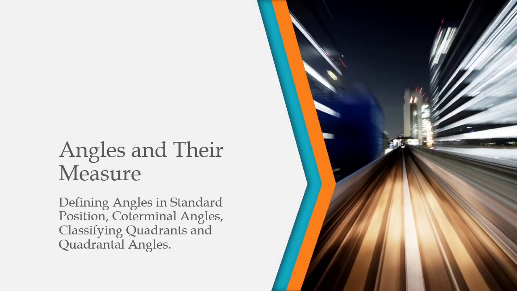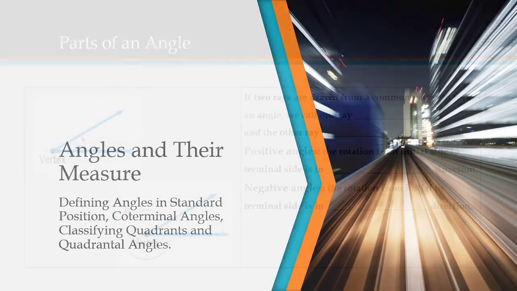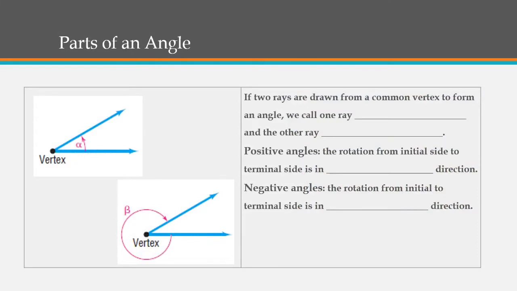So let's do a little introduction on angles and their measure. In this, we're going to define angles in standard position, coterminal angles, classifying quadrants, and quadrantal angles. First, let's take a look at the parts of an angle.